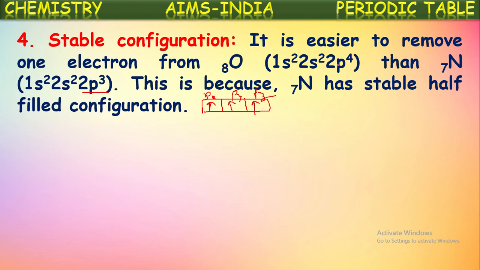So oxygen has no stable configuration. It has four electrons in this p subshell, so one more electron will pair up here. That is not much more stable. So electron removal becomes easier compared to nitrogen. Okay, stable electron configuration also increases ionization energy.